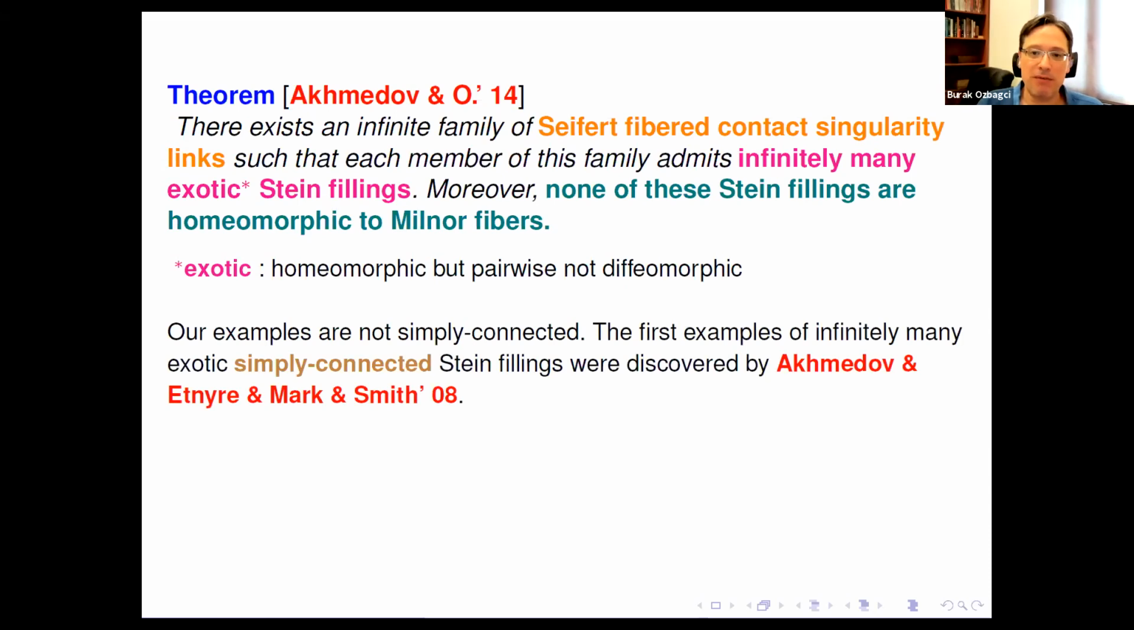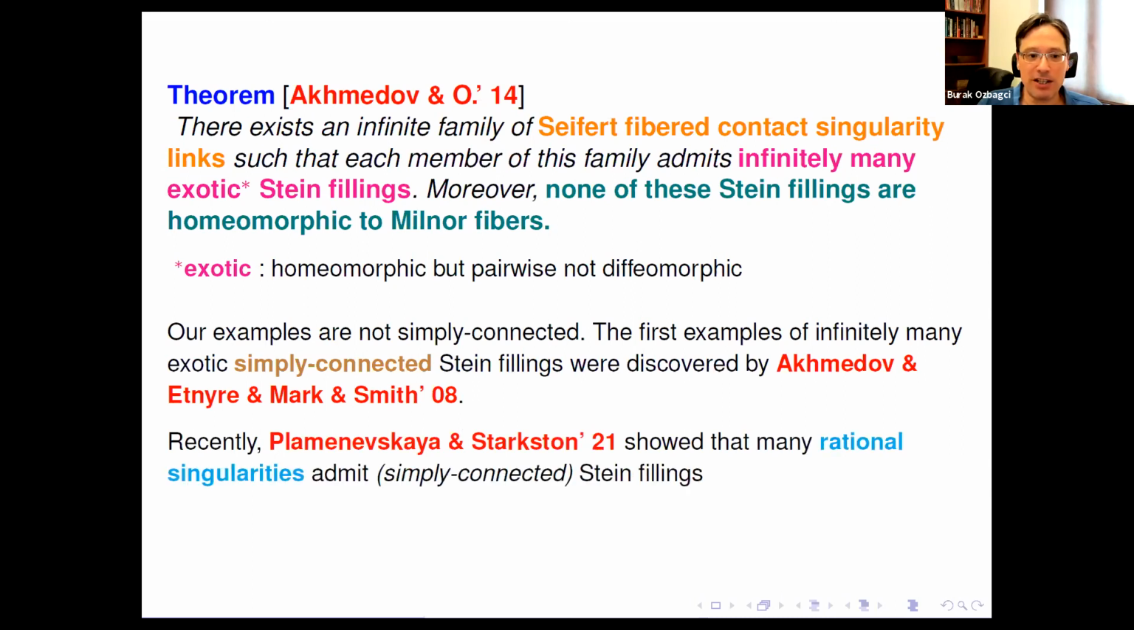The first examples of infinitely many exotic simply connected Stein fillings were discovered by Akhmedov, Etnyre, Mark, and Smith. More recently, probably you heard of this, some of you are experts on the subject, Plamenevskaya and Starkston showed that many rational singularities admit simply connected Stein fillings, which are much harder to distinguish because you don't have the first Betti number to distinguish them, that are not diffeomorphic to any Milnor fibers. Their techniques are slightly different from what we use with Anar.